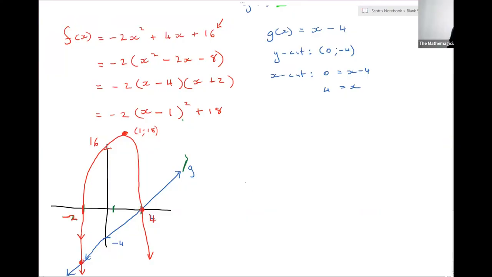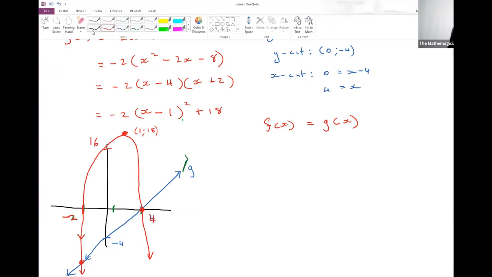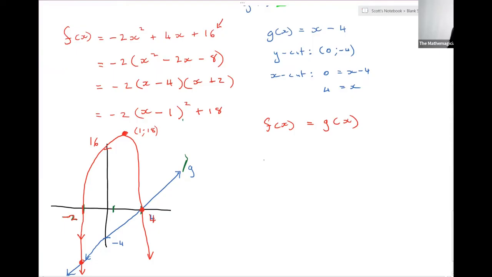Great. Your turn. So this is the question. Determine the coordinates for which f of x is equal to g of x. How do we do this? We equate them. Why? Because it says make f of x equal g of x. Fantastic. So here we go. -2x² + 4x + 16 will equal x - 4. Go, mathy. Let's see your math.